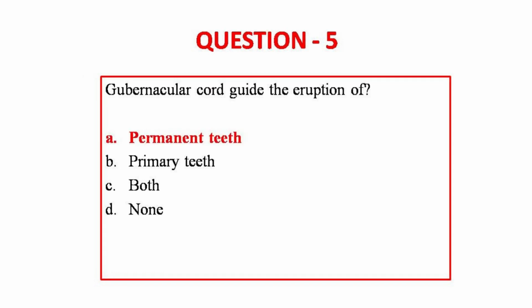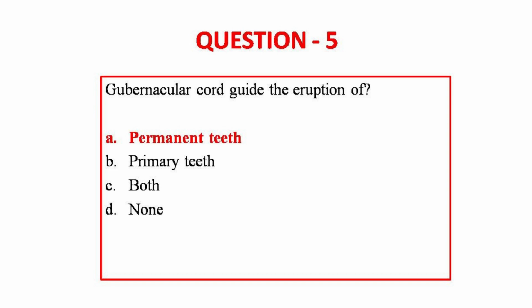So what is this gubernacular cord? This gubernacular cord is located in the gubernacular canal. This actually links the tooth follicle to the overlying gingiva. This can be identified in the alveolar lesion of the lingual or the palatal surface of the deciduous teeth.